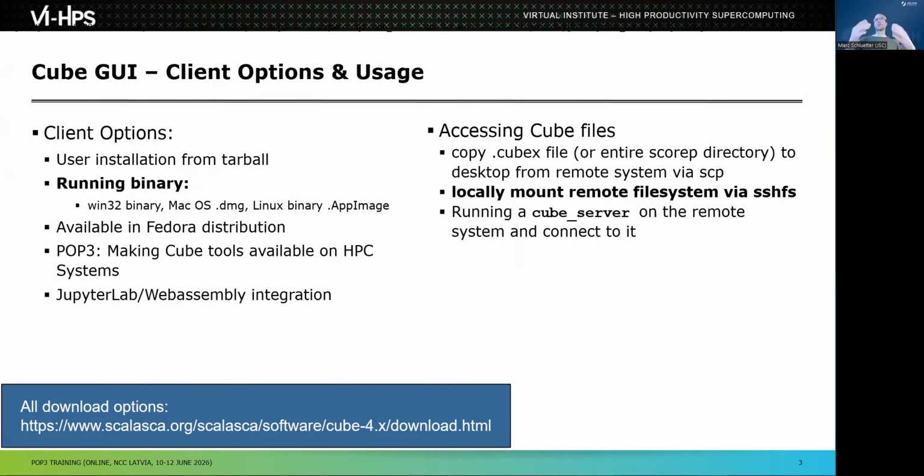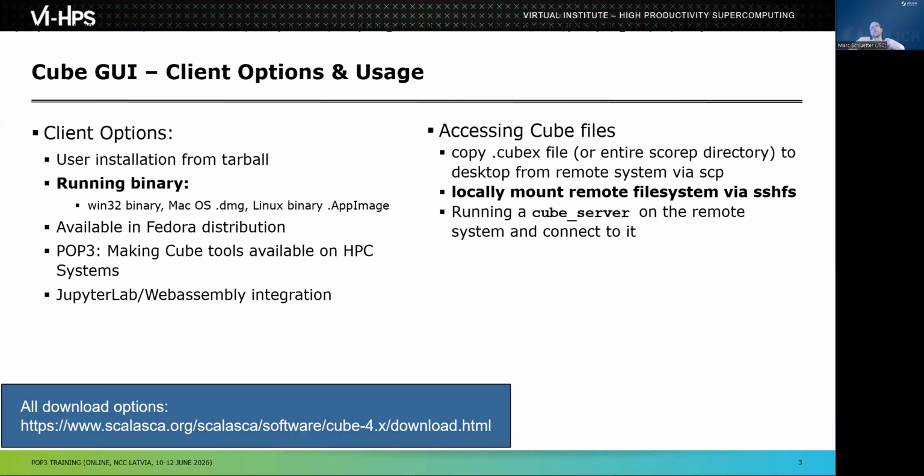If you want to install or use it, there are various options. The classic option is installation from a source tarball. We provide right now binaries for Windows, Mac, and Linux app images. It is, I think, in the Fedora distribution, and as part of the POP3 project, we're making the Cube tools available on HPC systems as far as we can get them. The most recent way of using it is JupyterLab and WebAssembly integration, but that requires system support.